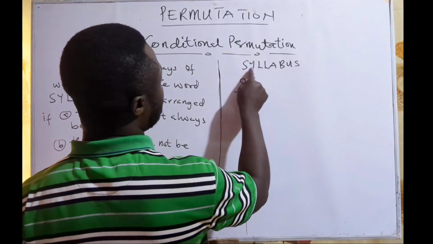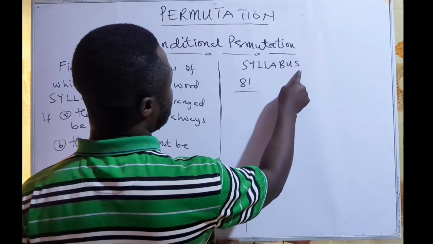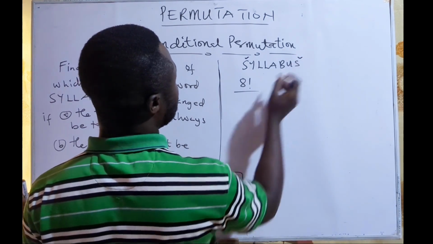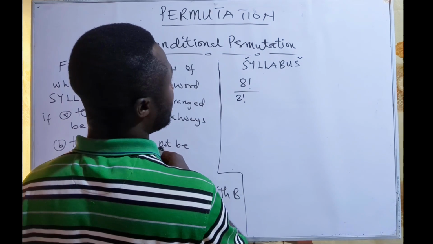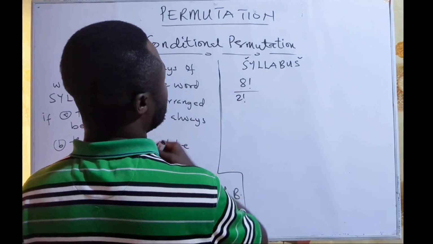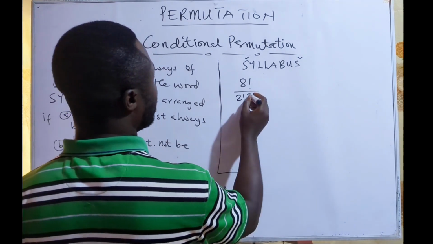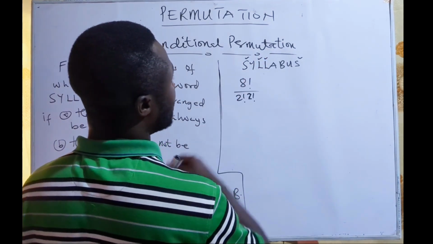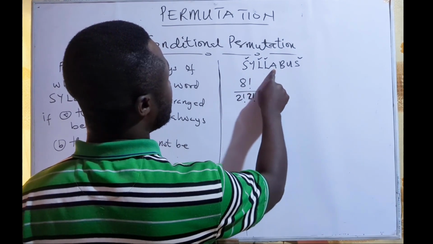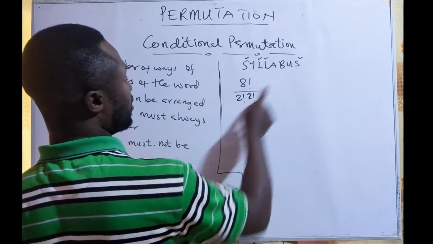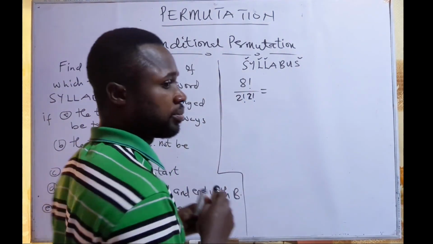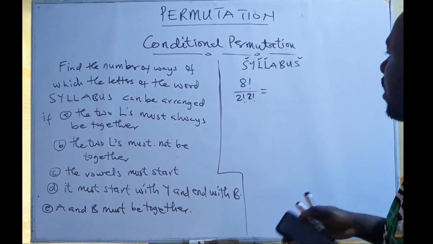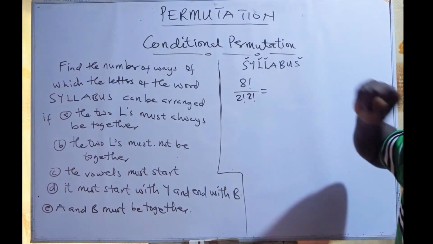So first of all, 1, 2, 3, 4, 5, 6, 7, 8, so 8 factorial. Then the letter S is repeating 2 times, so over 2 factorial. Y is only 1. L is 2 times, so another 2 factorial. So, 2 L's. And then A is only 1, B is also 1, and U is 1. Alright, so this is how the word syllabus can be arranged if you are taking all at a time.